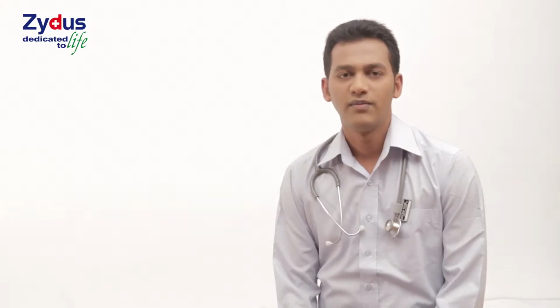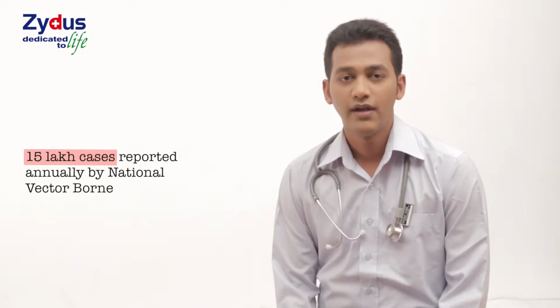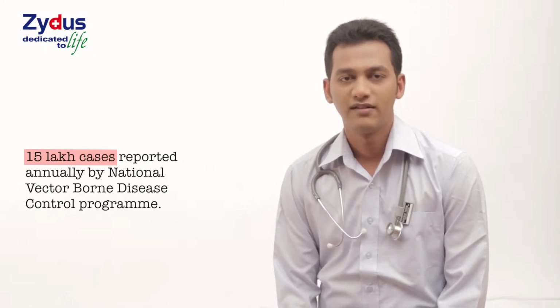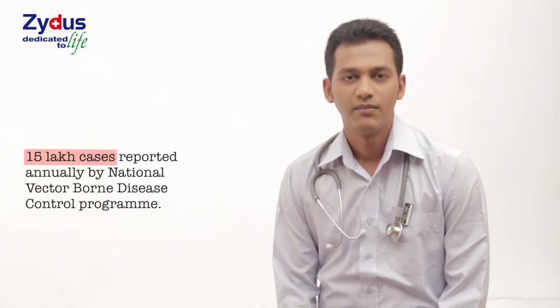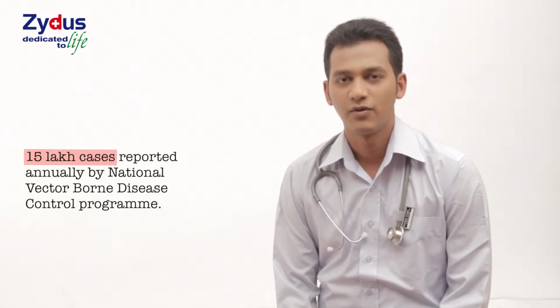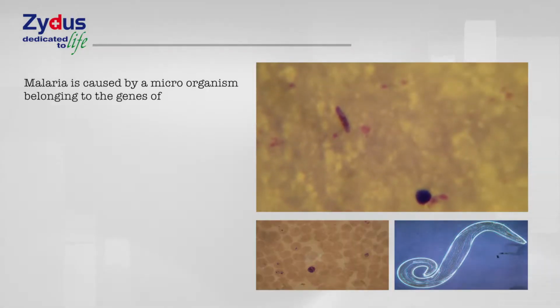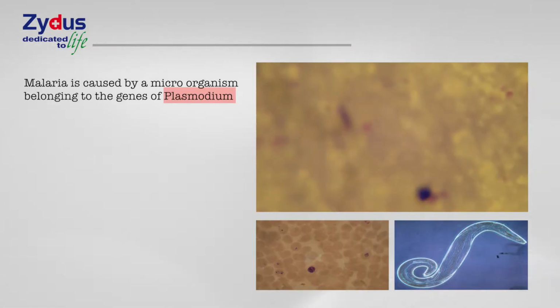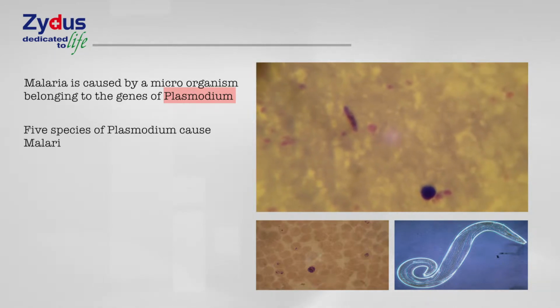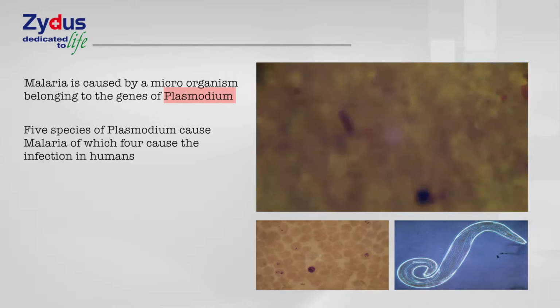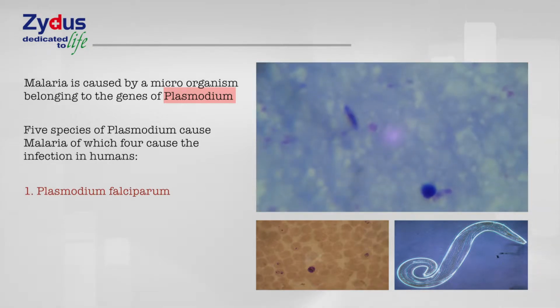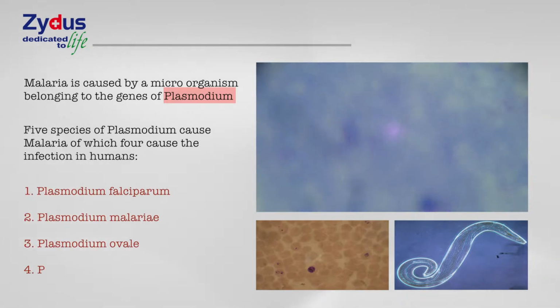Malaria is one of the major public health problems of our country. Around 15 lakhs of confirmed cases are reported annually by the National Vector-Borne Disease Control Program. Malaria is caused by a microorganism belonging to the genus Plasmodium. There are 5 species of Plasmodium which cause malaria, but 4 species are very important which cause infections in humans.